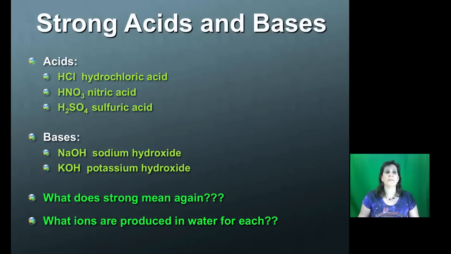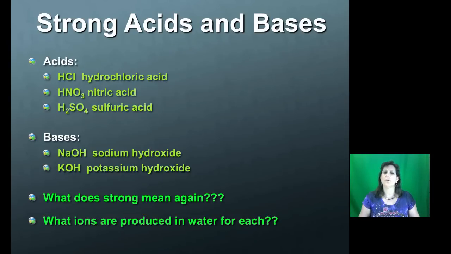So our strong acids and bases. Our acids were hydrochloric acid, nitric acid, sulfuric acid. Our bases were sodium hydroxide and potassium hydroxide. Now what did strong mean again? What does that mean? You're correct if you were thinking breaks apart in water 100%, ionizes 100%.